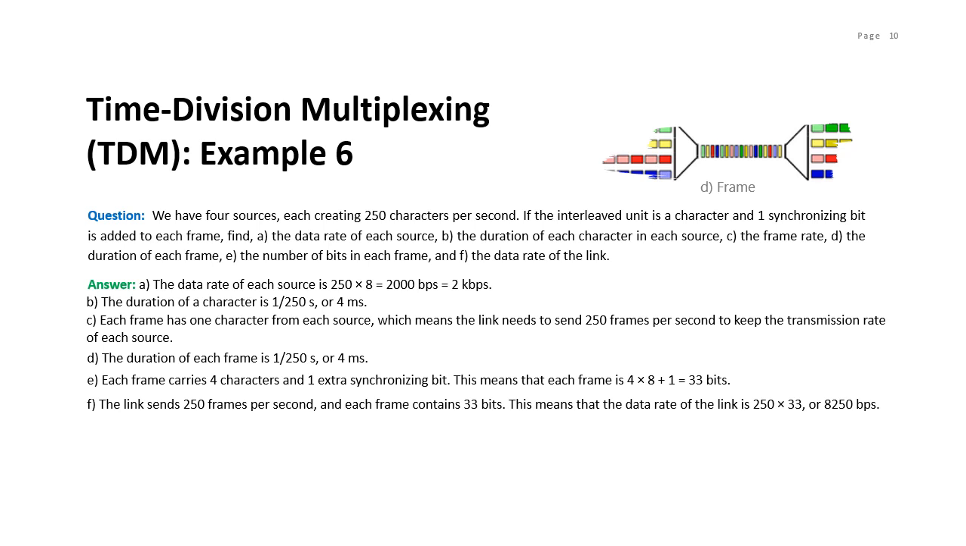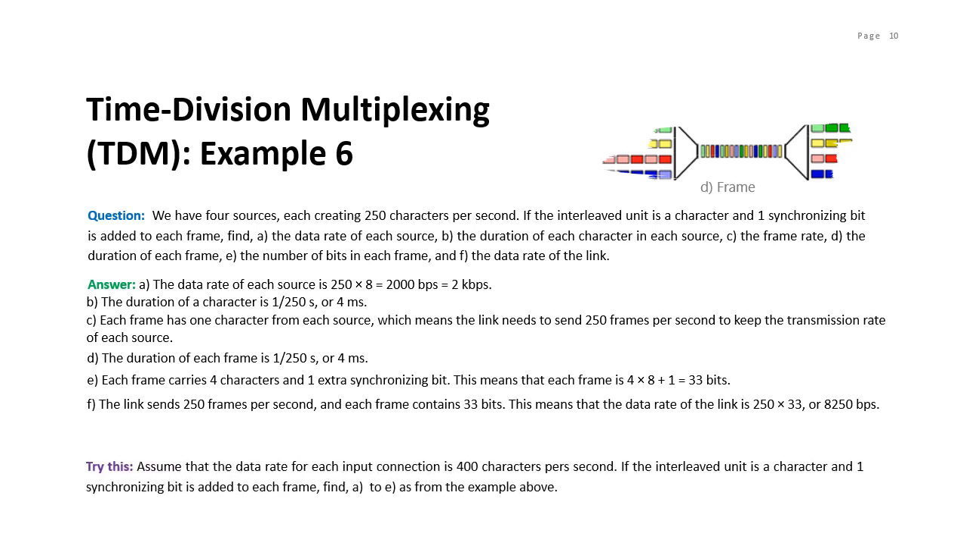Note that the bit rate of the link is greater than the combined bit rates of the 4 channels. If we add the bit rates of the 4 channels, we'll get 8000 bits per second, because 250 frames are traveling per second and each contains 1 extra bit for synchronizing. So we need to add another 250 to the sum and you get the same data rate, which is 8250 bits per second. Now I want you to try this yourself and see if you can get the answer.